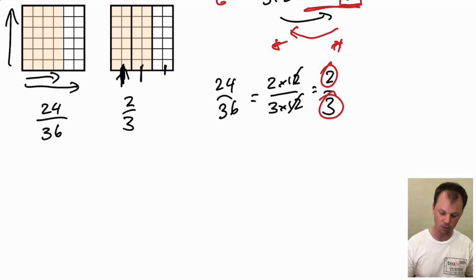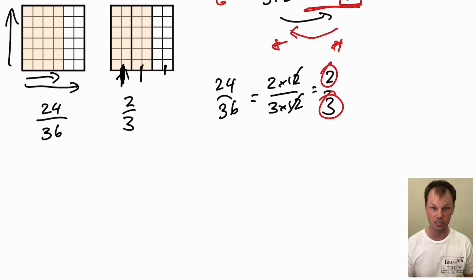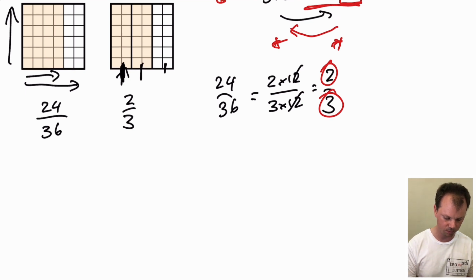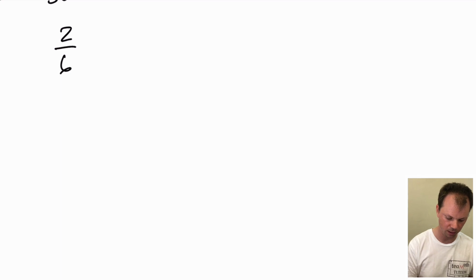Now when we're doing these questions, we very rarely get pictures to help us, we just have to do the numbers. So I'm going to show this process again with the numbers. If we are simplifying 2 on 6, we want to look at the factors of 2 and the factors of 6 and find which ones are common. So if I'm looking at factors of 2, we've got 1 and 2.